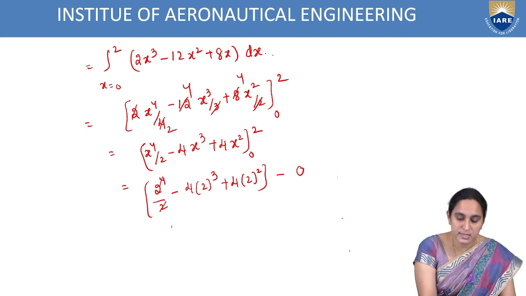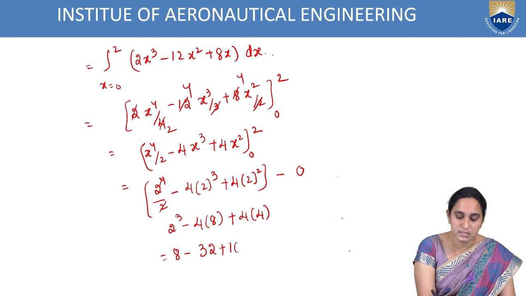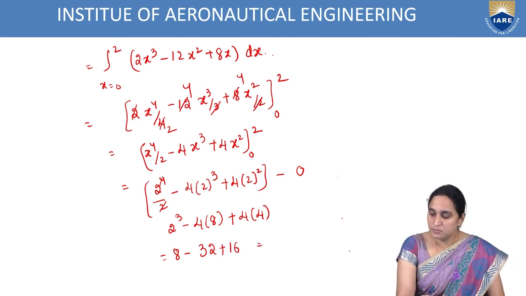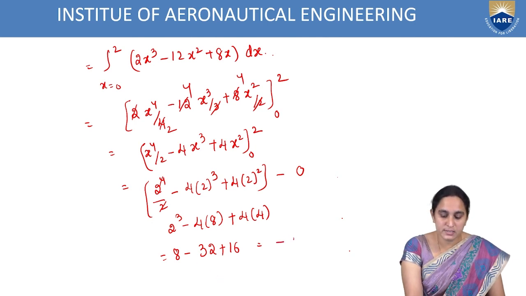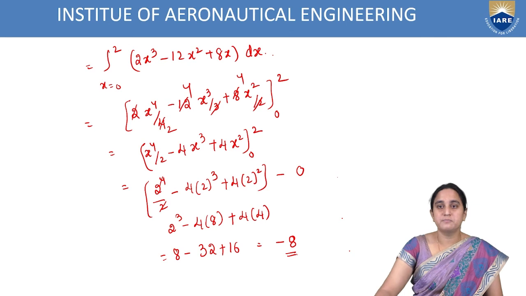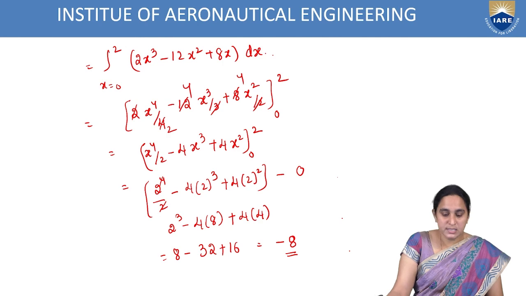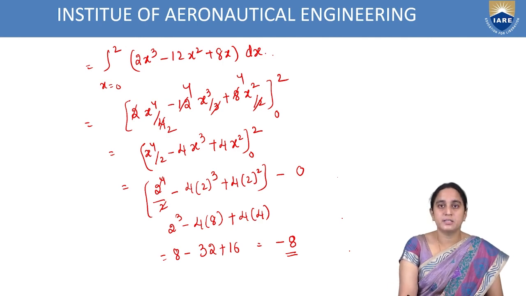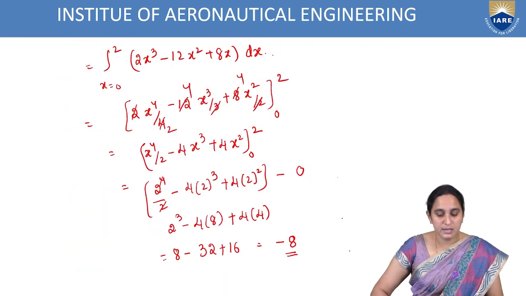Here 2 cancels, that is 2 cube, which is 8, minus 4 into 8, that is 32, plus 4 into 4, that is 16. From that, 8 minus 32 plus 16 is minus 8. After the simplification, this is the final answer for the first problem, that is the integral of v del dot f bar dv.